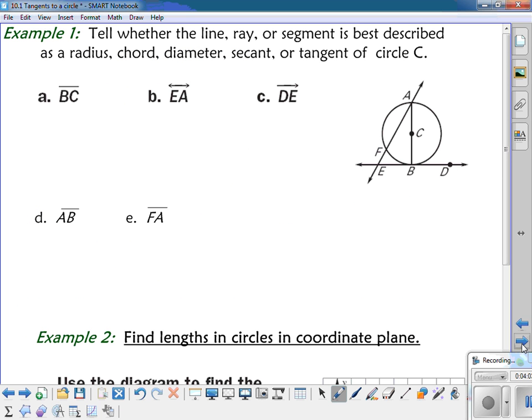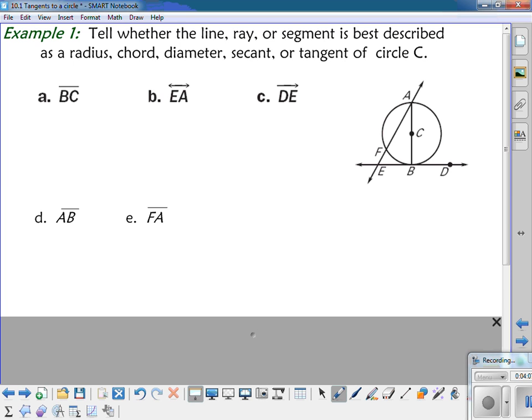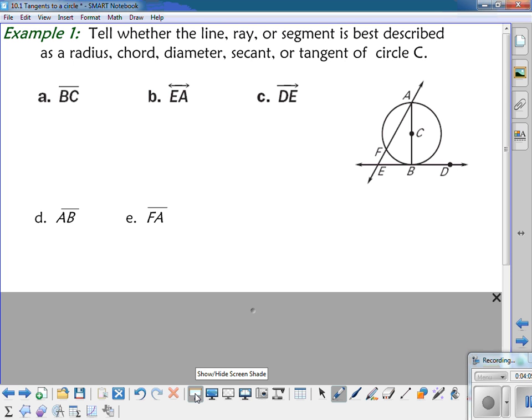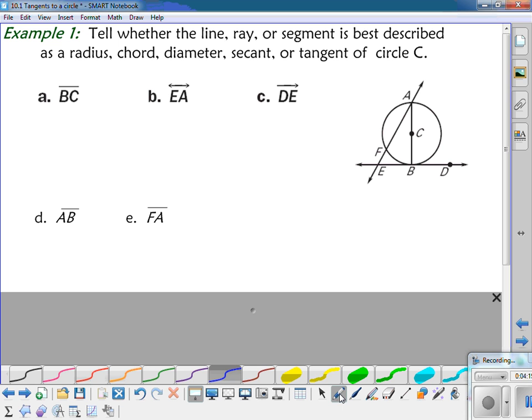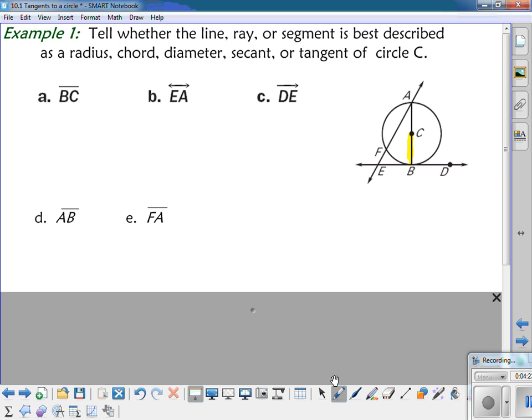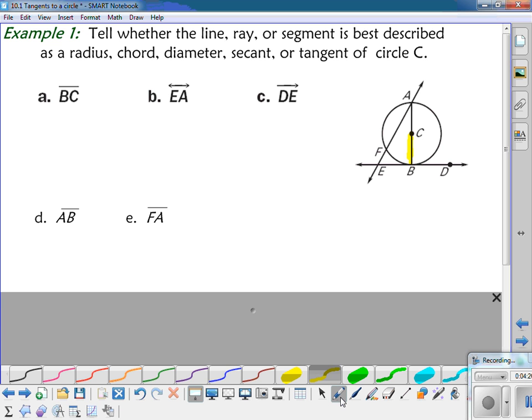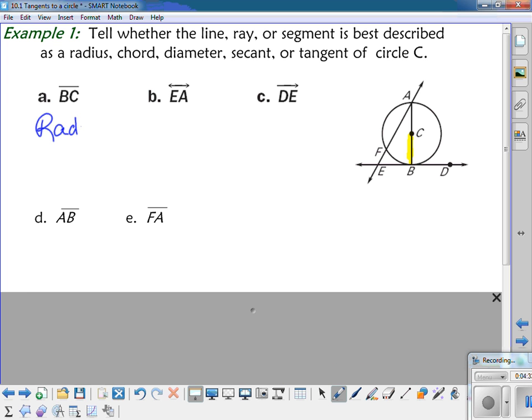Okay, so now we're going to look at the figure and tell whether the line, ray, or segment is best described as a radius, chord, diameter, secant, or tangent. So if we look at A, it says BC, and it's a segment BC because it has just the line. So what do you guys think BC is? What do you think, Scotty? Radius. Does anybody agree with them? Yeah, it's a radius.